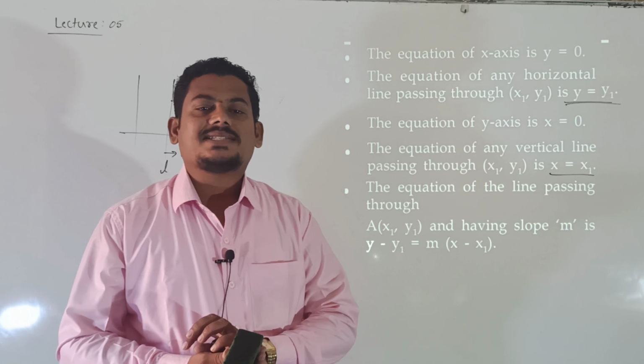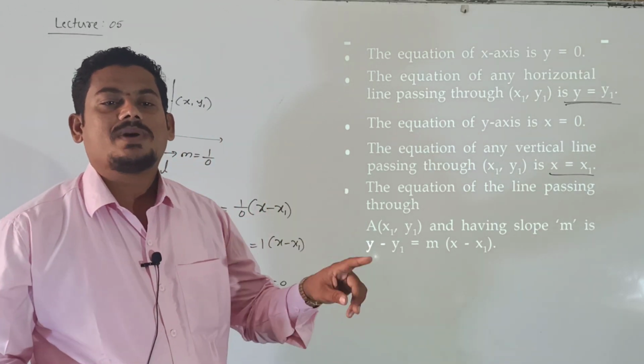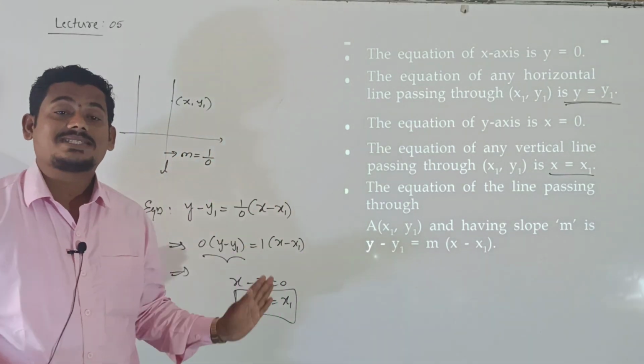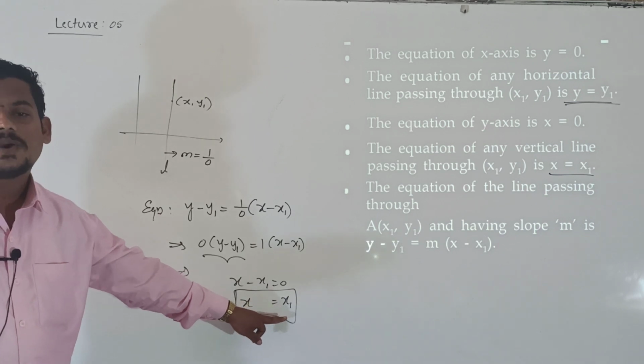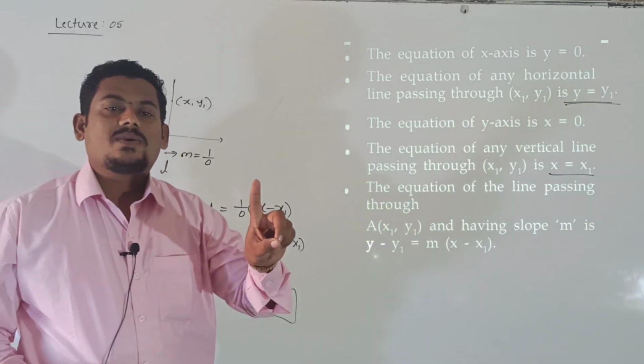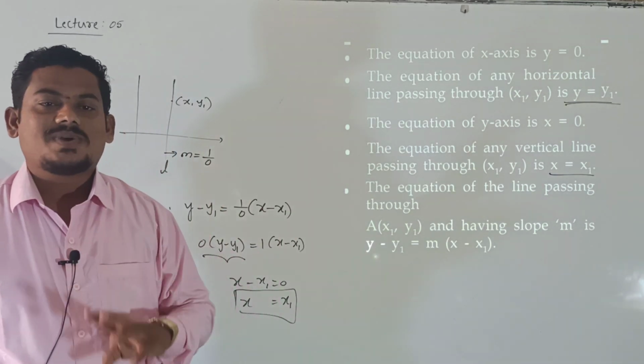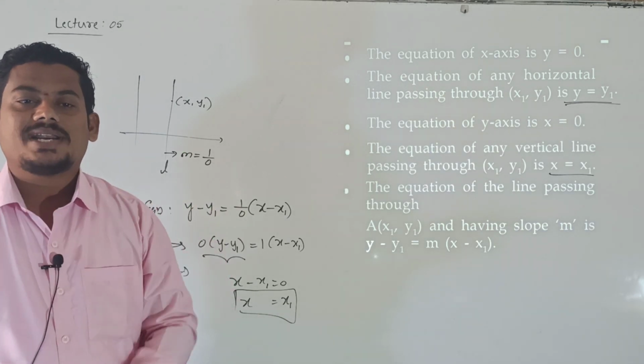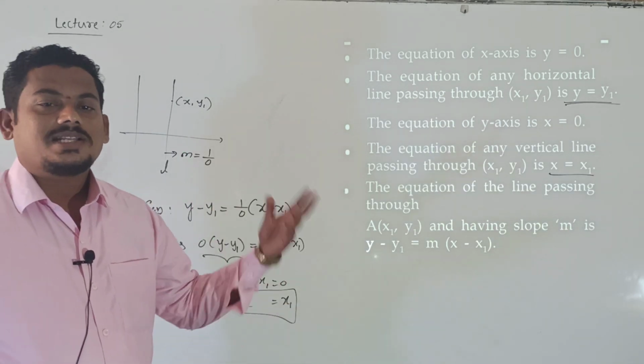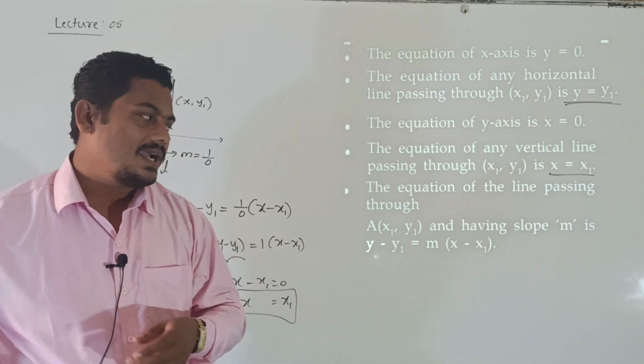Vertical line passing through the point (x1, y1): if it is a vertical line, then x equal to the x coordinate of that point. The vertical line equation passing through the point (x1, y1) is x equal to the x coordinate of that point. For a horizontal line, y is equal to the y coordinate of that point.